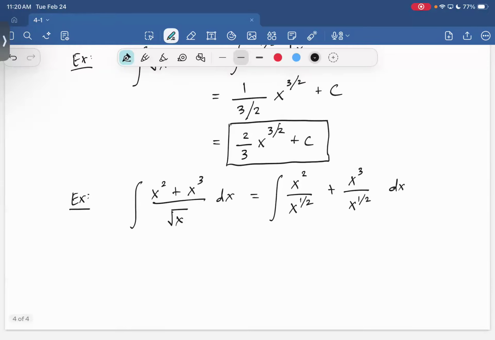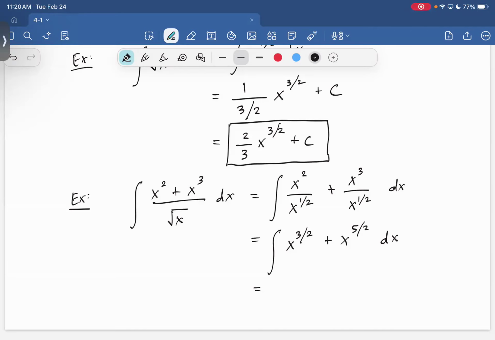Okay, so I'm going to split up the fraction into 2 separate fractions, and I'm going to rewrite things in terms of powers. Okay, x squared over x to the 1/2. What is that? X to the 3/2. Very good. X cubed divided by x to the half. Anybody? X to the 5/2. Very good. Okay, and then now we can integrate these 2 things separately because these are just simple powers, right? Any questions about what I did so far, though? 2 minus 1/2 is 3/2, and 3 minus 1/2 is 5/2.